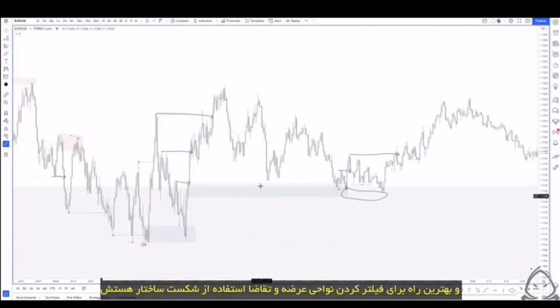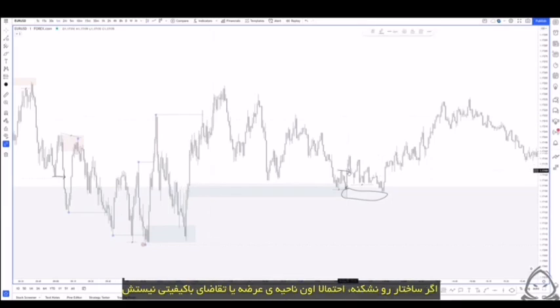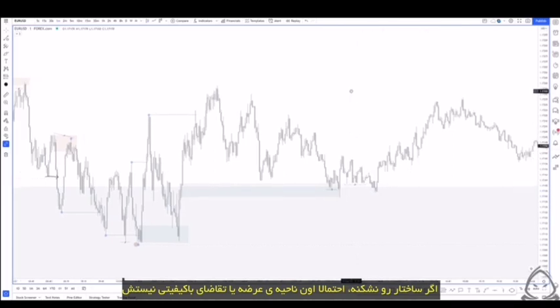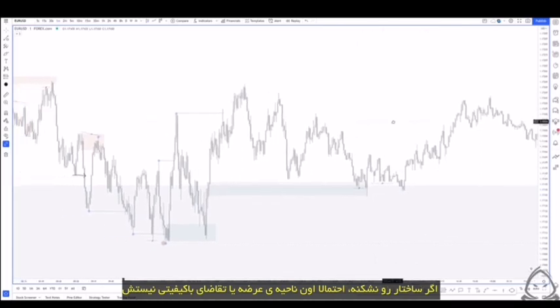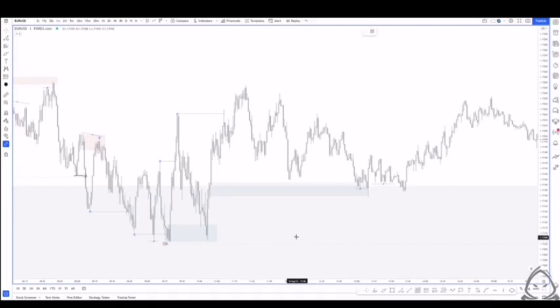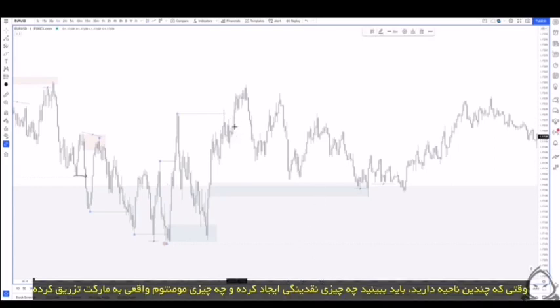And this is the best way to really filter your supply and demand zones, is looking for breaks of structure. If price doesn't break structure, chances are it's not going to be a high quality supply or demand zone. Chances are when you have multiple, then we need to start looking at what is being built as liquidity and what is actually causing true momentum to enter the market.